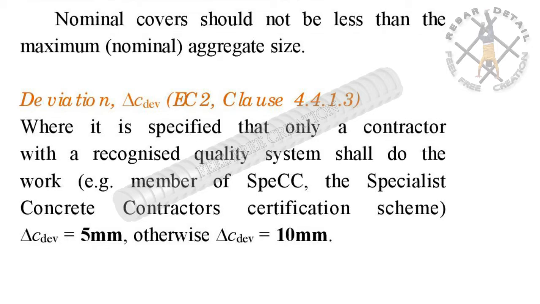Deviation. Where it is specified that only a contractor with a recognized quality system shall do the work, e.g. member of SPECC, the Specialist Concrete Contractors Certification Scheme, deviation equals 5 mm, otherwise it is 10 mm.